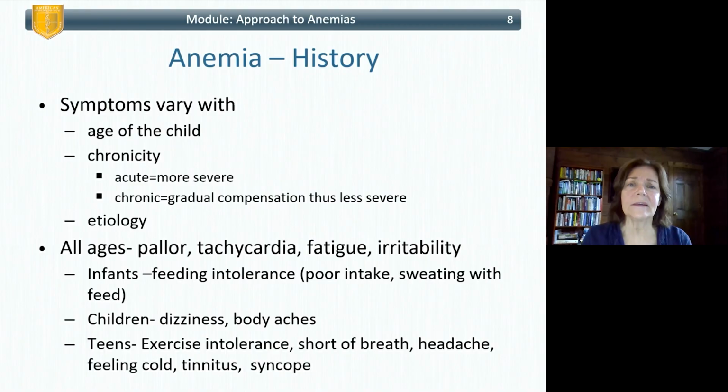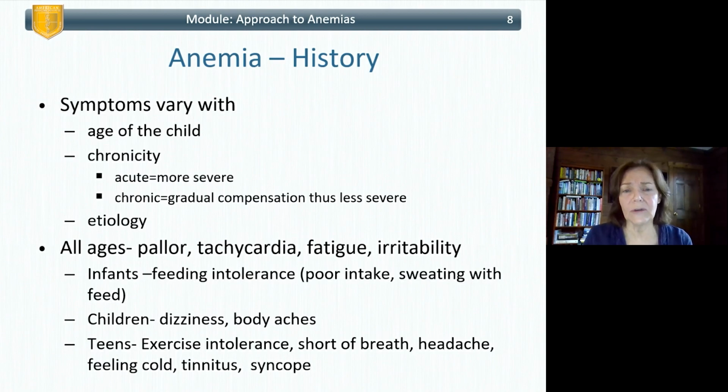We also like to consider what is the cause of the anemia. So let's go over the different ages. All ages will present with pallor, high heart rate, feeling tired or irritable. Infants will often have a feeding intolerance, meaning they won't breastfeed or formula feed very well. They'll sweat with the feed.